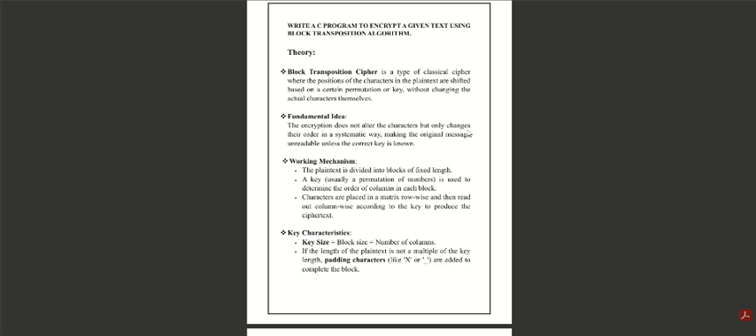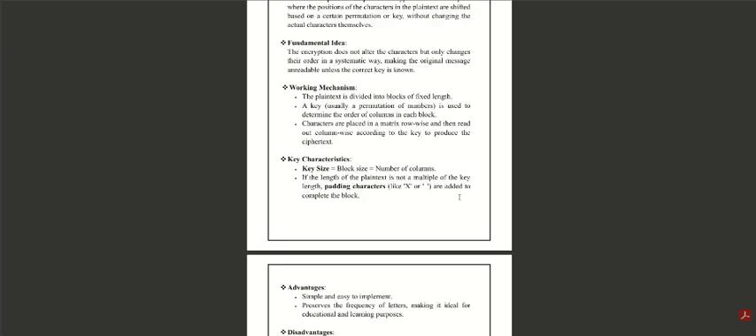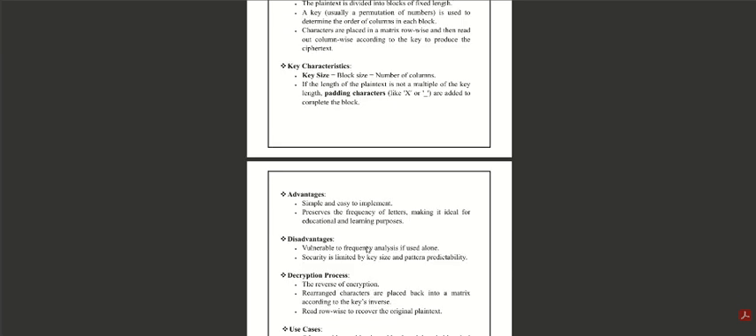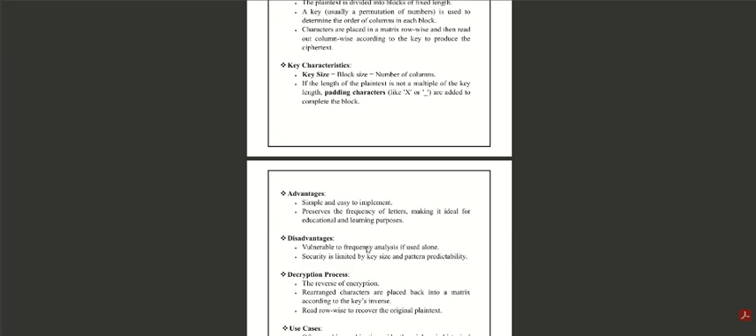If the length of the plain text is not a multiple of the key length, padding characters are added to complete the block. The padding characters may be X or underscore. Advantages: it is simple and easy to implement. It preserves the frequency of letters, making it ideal for educational and learning purposes. Disadvantages: it is vulnerable to frequency analysis if used alone. Security is limited by key size and pattern predictability.